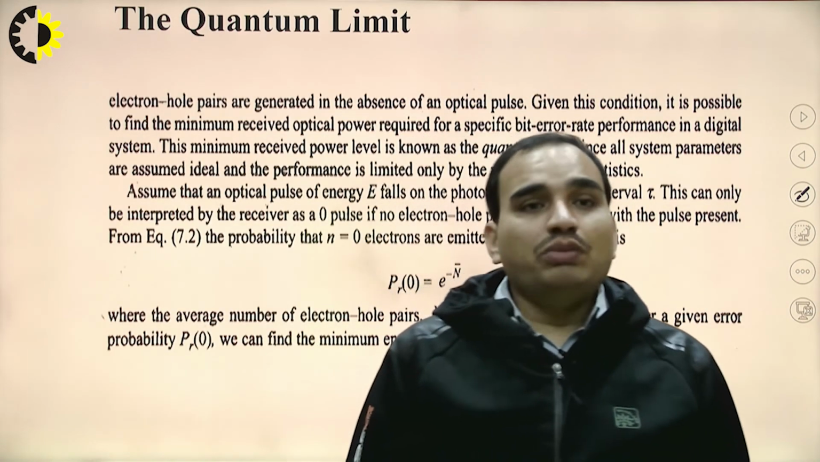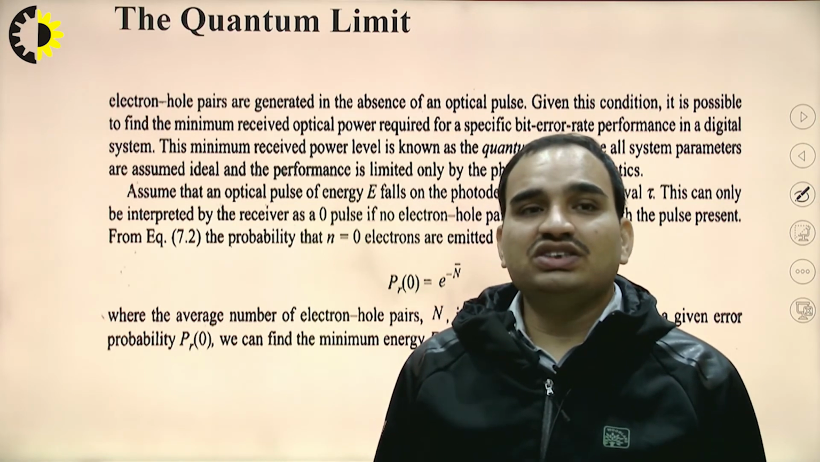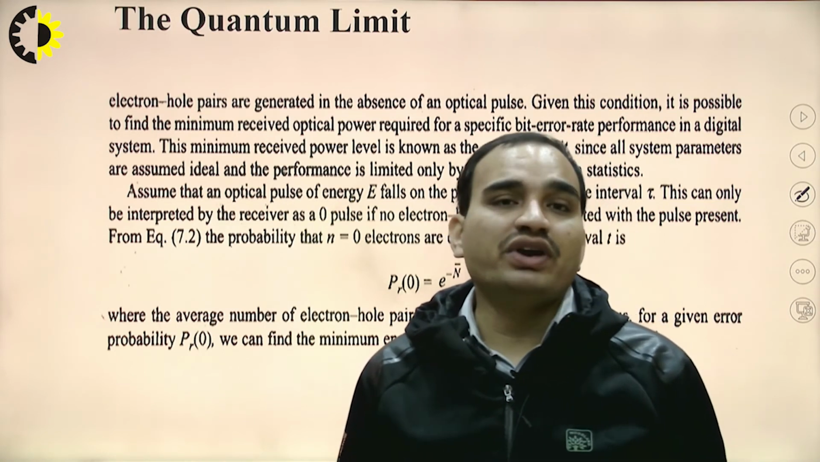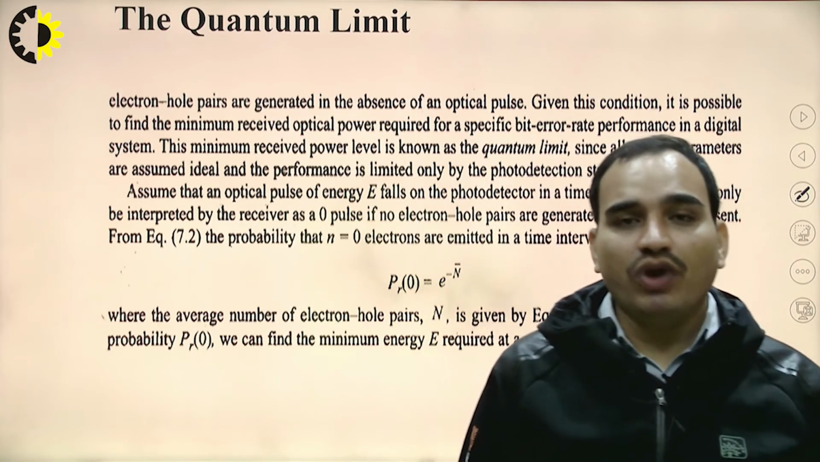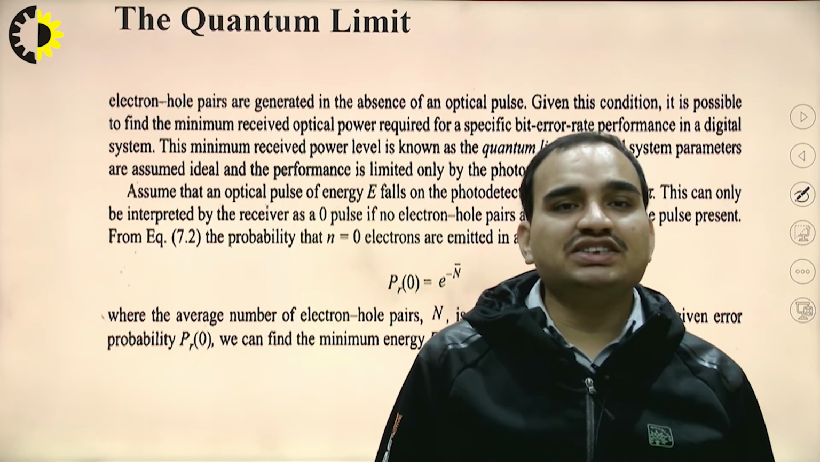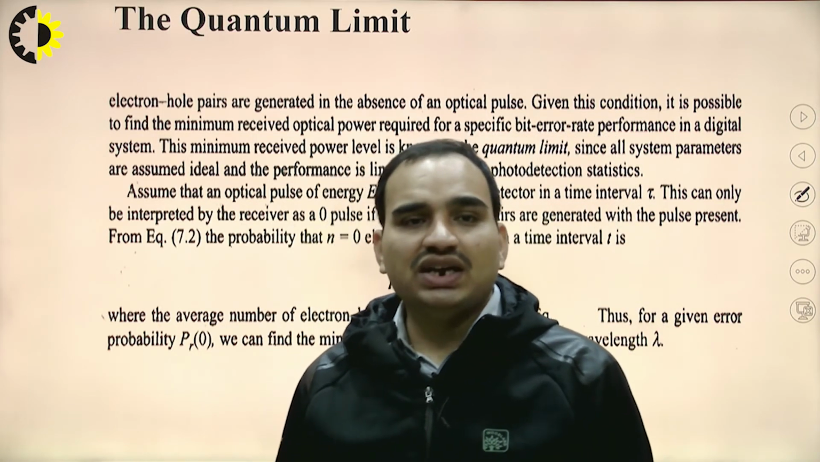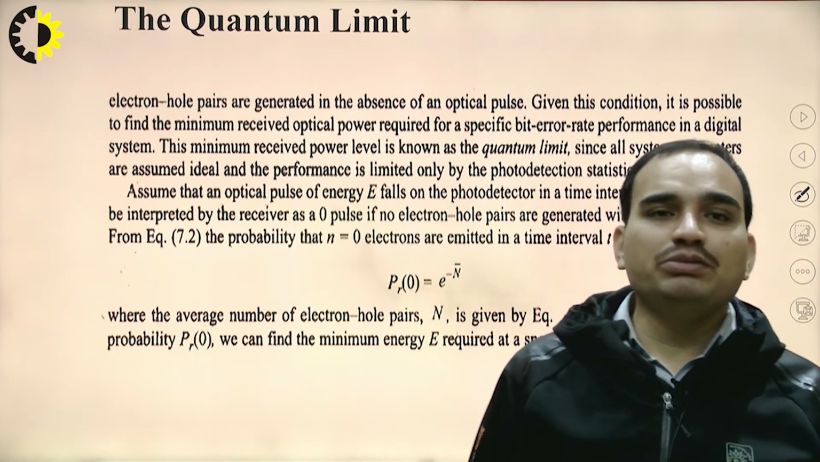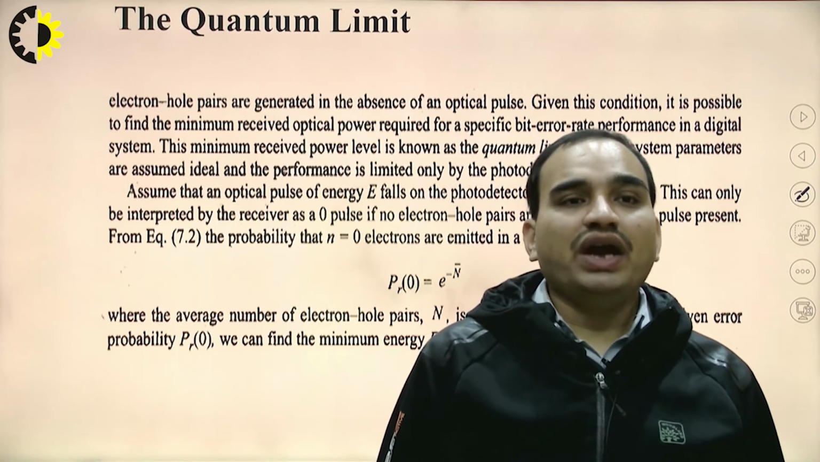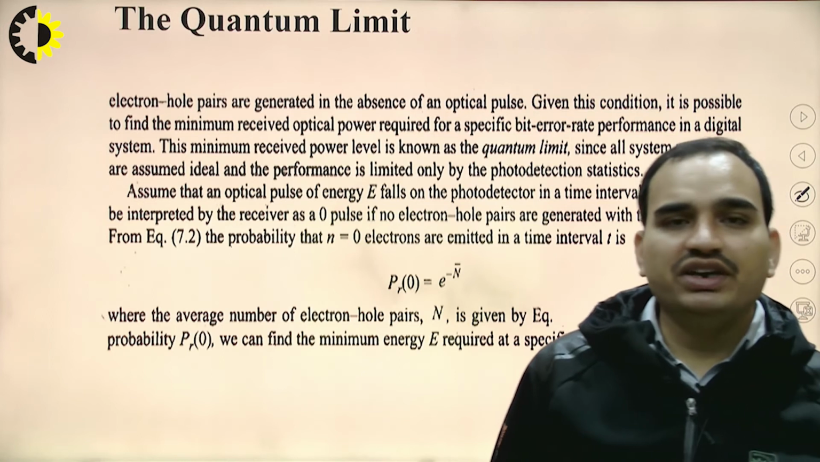So the electron hole pairs are generated in the absence of the optical pulse, and given this condition, it is possible to find the minimum received optical power required for a specific bit error rate performance in a digital system. This minimum received power level is known as the quantum limit. Since all the system parameters are assumed ideal and the performance is limited only by the photo detection statistics, assume that an optical pulse of energy E falls on the photo detector in a time interval tau.